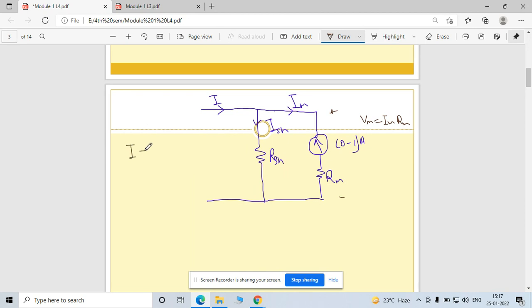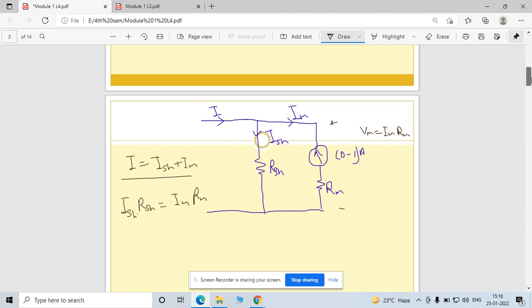So here, I is nothing but your RSH plus Im. This is a KCL, and both are connected in parallel, so I can say that Vm is equal to VSH. So this is your ISH into RSH is equal to Im into Rm. This point is clear to all, right? If you have any doubt at any point, please ask.